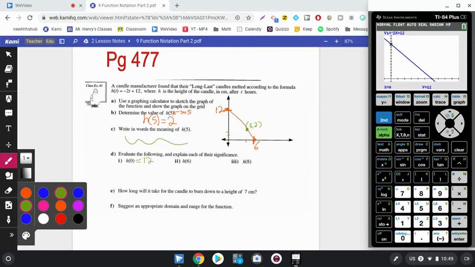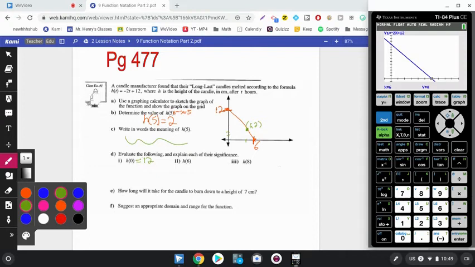So what is the significance? Well, that is 0 time has passed. That's the starting height of my candle. This was a 12 centimeter high candle before you've burned it at all. That's my starting point. That's my original height. Okay. h of 6. Well, let's find that. Second calc, value, and I'm inputting 6. And you might also say, oh, maybe this is familiar.